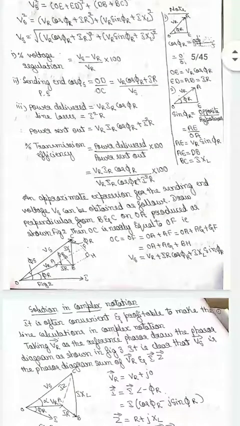Power sent out is equal to VR I cos phi R plus I square R. What about transmission efficiency? Power delivered divided by power sent out into 100, that is VR I cos phi R divided by (VR I cos phi R plus I square R) into 100. Now we need an approximate expression for the sending end voltage.